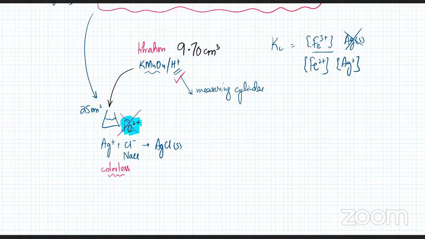But the moment Fe2 plus is gone, the purple KMnO4 from the top will remain purple because it's got nothing to react with. So one extra drop of KMnO4 has nothing to react with, so it remains purple. It won't be very purple, it would be kind of pale pink. There's only one extra drop in a very dilute solution, so the color would appear very pale.